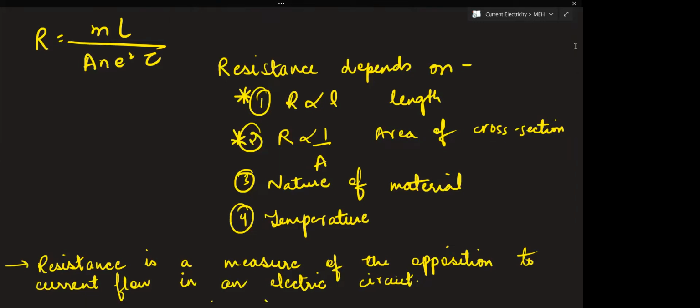Ma'am, in the numericals, they will give all the values. Mostly this formula m L divided by A n e squared tau is least utilized. Either it is given as the V is equal to I R formula, where you can get the value of resistance by V divided by I, so potential and current is given. Very rarely you see this formula utilized. Otherwise you have the other formula that we'll discuss along with resistivity, that is R is equal to rho L divided by A. Only these two formulas are mostly used in your exams.